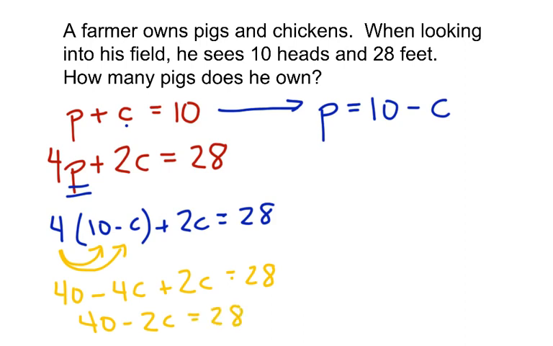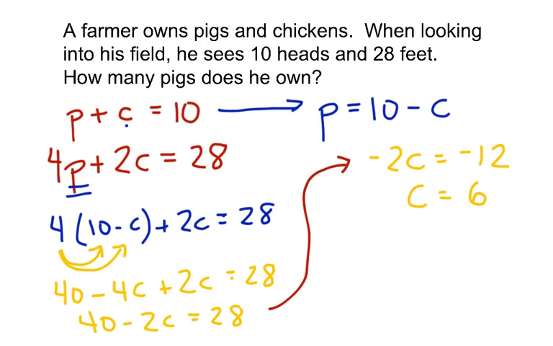I'm going to move over here to finish this thing up, and I'll stick with the yellow. Well, if I subtract 40 from both sides, I'll see that negative 2C is equal to negative 12. Divide both sides by a negative 2, and C is 6. That tells me I have 6 chickens.